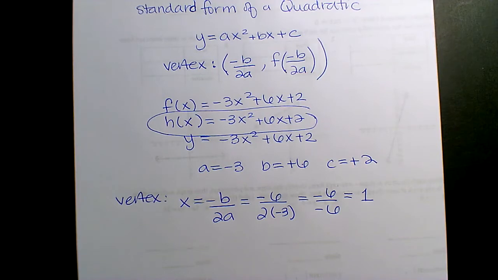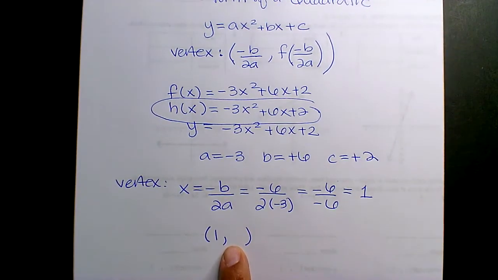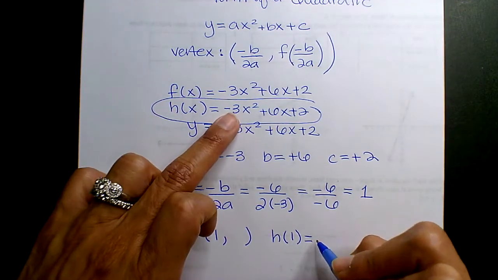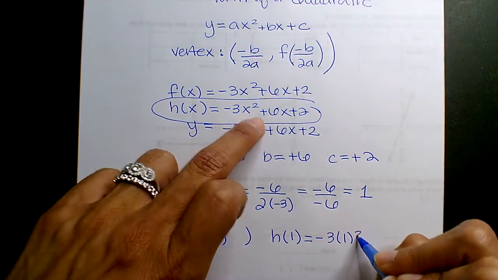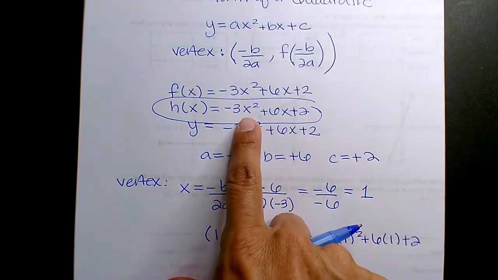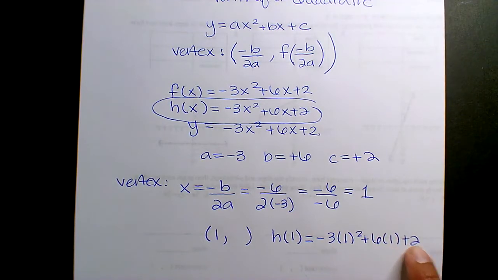You guys remember this? Kind of? Okay, so if my x value of the vertex is 1, I now need to find the y value. Input, output: take that value of 1 and substitute it. If we're using function notation, what is h of 1? Instead of x, you're substituting the value of 1 every time you see an x. So it's -3 times 1 squared, plus 6 times 1, plus 2.